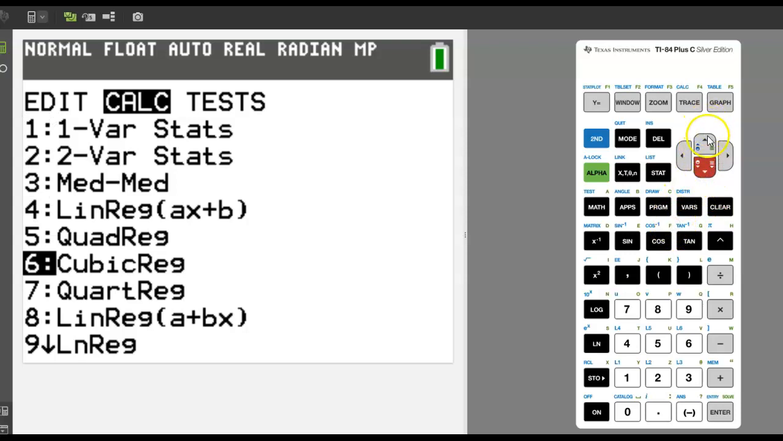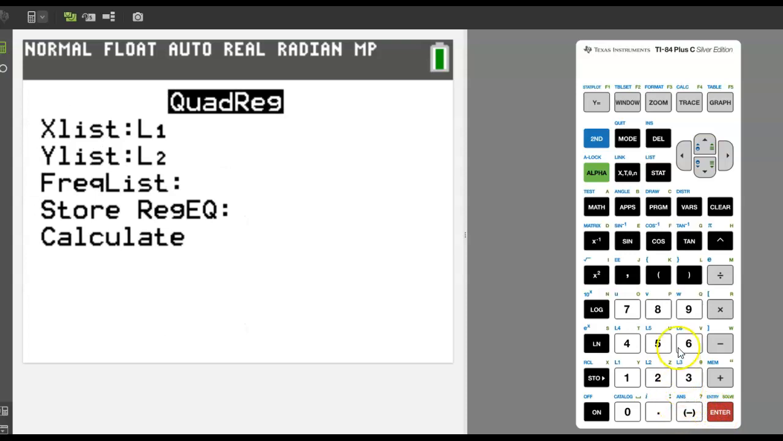I'm going to go to Stat, and then over to Edit, and then down to QuadReg, and then hit Enter. On the newer calculators, it'll look like this. You'll say what the X list was, L1, the Y list is L2. So if you need to use a second one or second two there, go ahead.